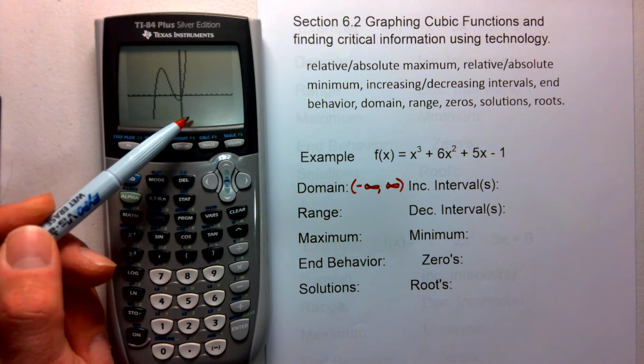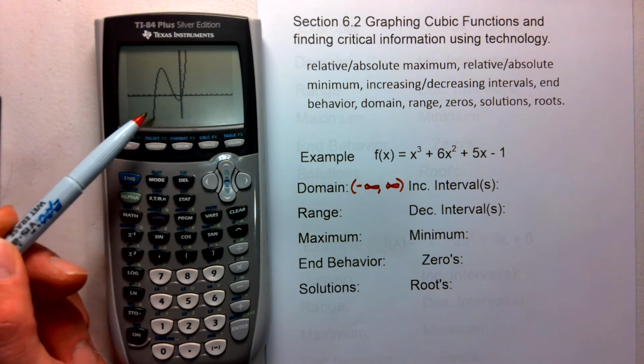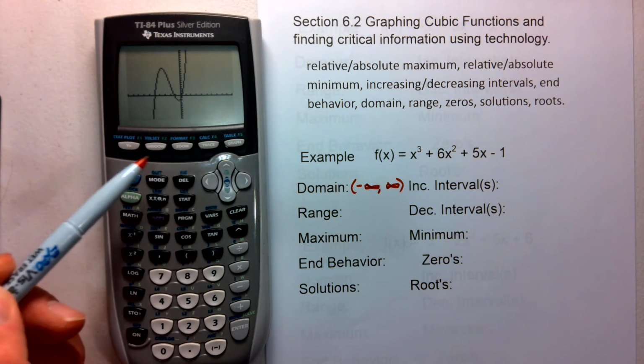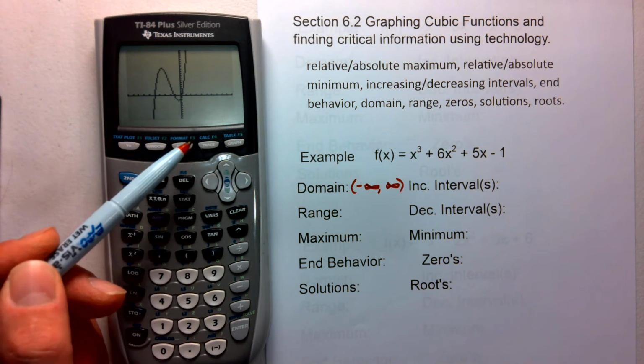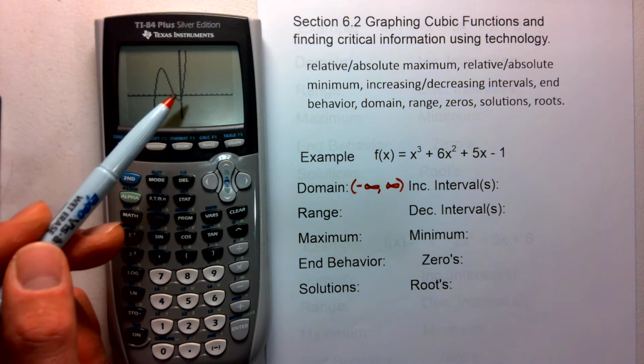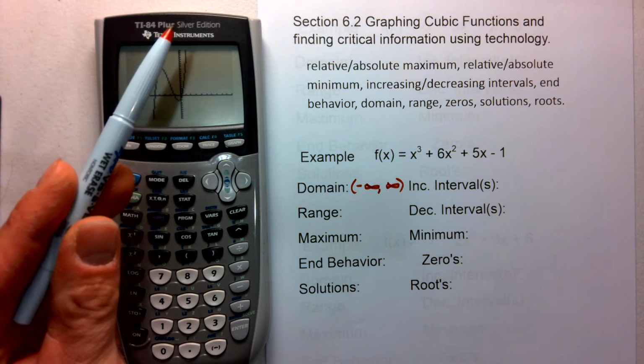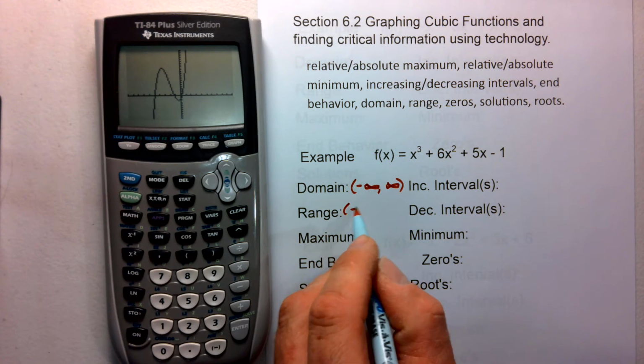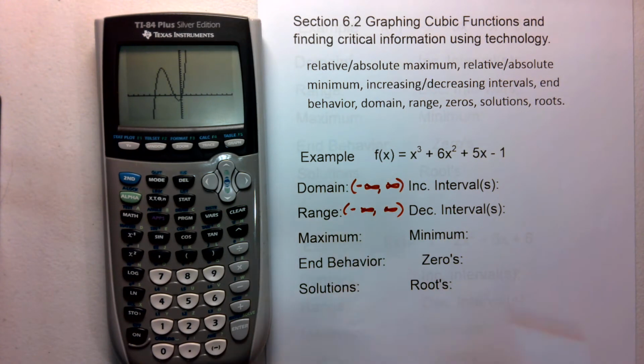My range, I look at the y values. Again, this is going to continue down forever, so I'll hit negative infinity on the y-axis. As I work my way up, I'll always be able to touch this graph, and it'll go up until I hit infinity. So my range is going to be negative infinity to infinity.